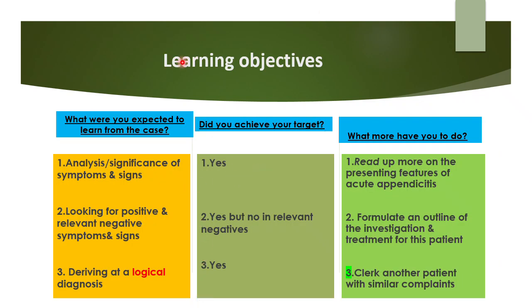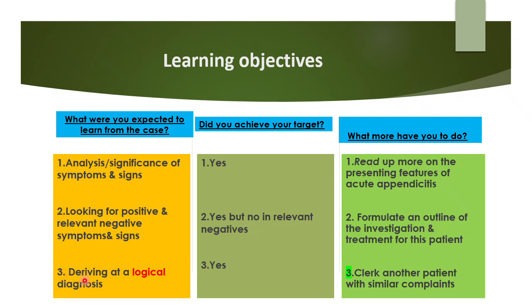Okay, finally we come to the learning objectives which we had in mind. What were you expected to learn from this case? First is your analysis and significance of the symptoms. Did you achieve your target? Yes, we achieved to a certain degree. Secondly, to look for positive and relevant negative symptoms and signs. Did you achieve? Yes, but and no. Yes, but no in relevant negatives. There are some relevant negatives which we did not look into.